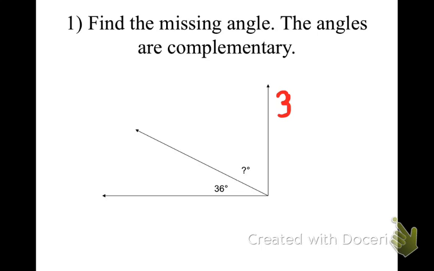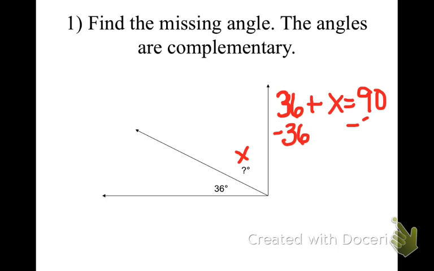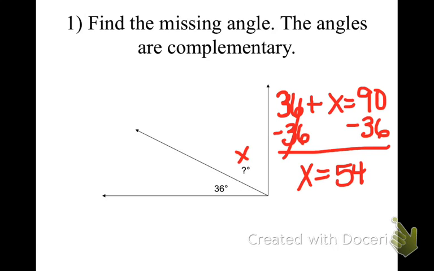36 plus this missing angle we'll call x. x would equal 90 degrees. By solving this one-step equation, 90 minus 36 gives us x is equal to 54 degrees. You may check your work because if these two angles are complementary, they will add up to 90 degrees. Take 36 plus 54 to see that they are indeed 90 degrees.